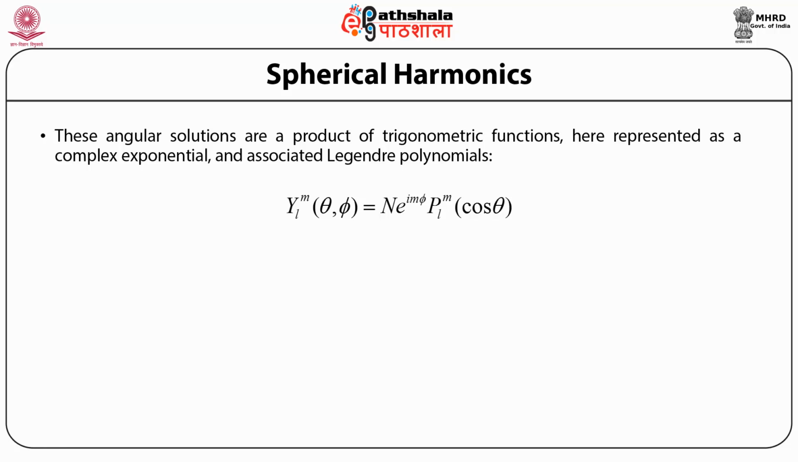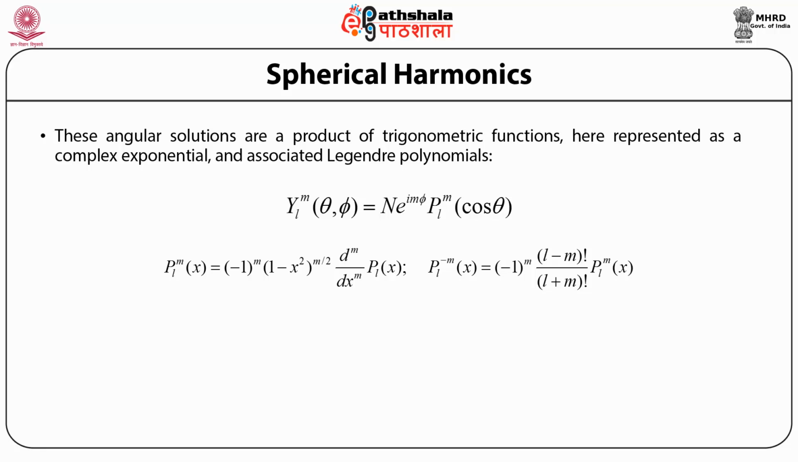We use the standard convention regarding the associated Legendre polynomial, that is, P_L^m(x) equals (-1) raised to the power m times (1 minus x squared) raised to the power m by 2 times d^m by dx^m of P_L(x), and P_L^(-m)(x) equals (-1) raised to the power m times (L minus m)! divided by (L plus m)! times P_L^m(x).